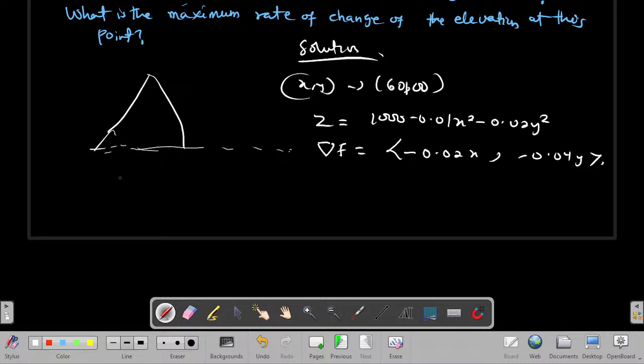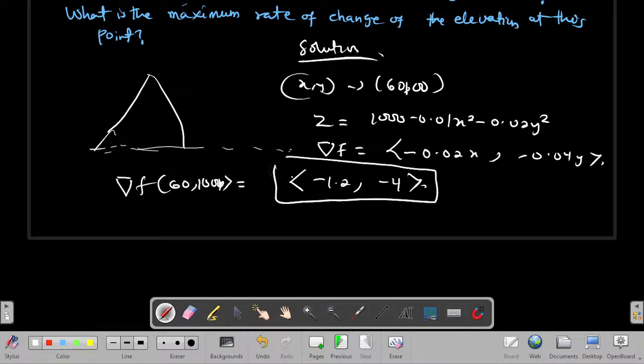Which point are we at? Our gradient function at the point (60, 100) is going to give us what? You see that this is x, this is y. At the point (60, 100), wherever you see x, you put 60, wherever you see y, you put 100. Therefore, we are going to get negative 1.2, comma, negative 4. Nicely done. Our maximum, the greatest rate of change, will occur at this point. Please take note, this is where it will occur.